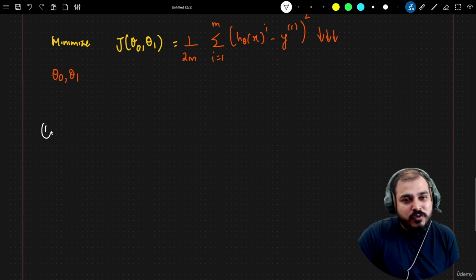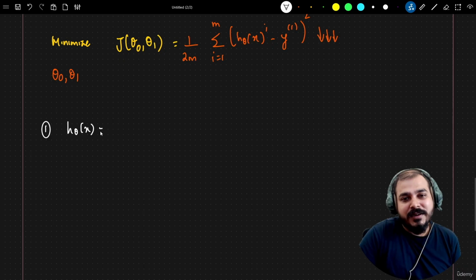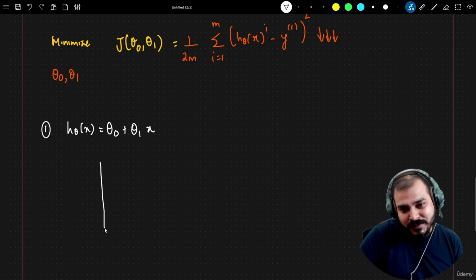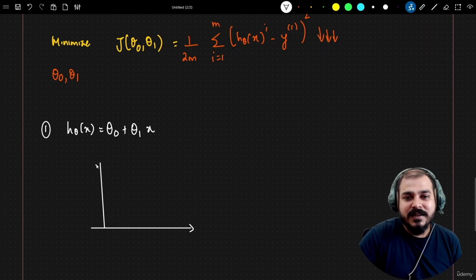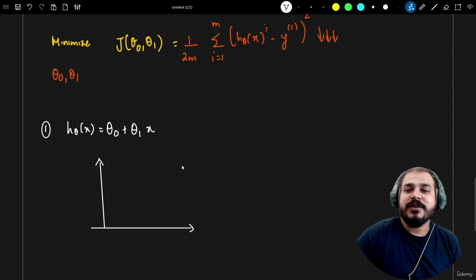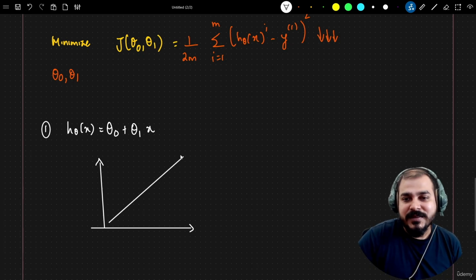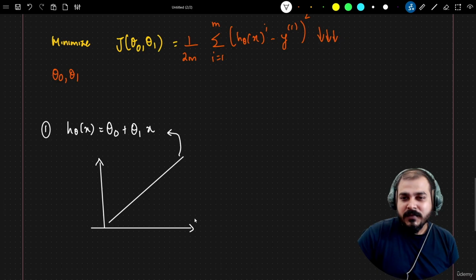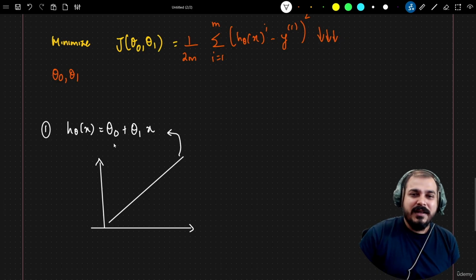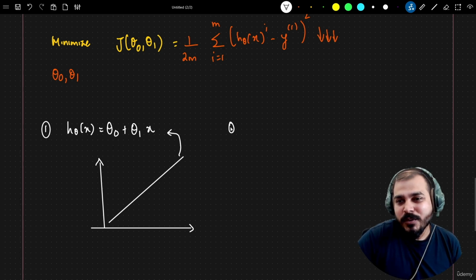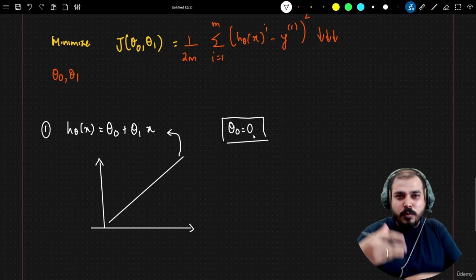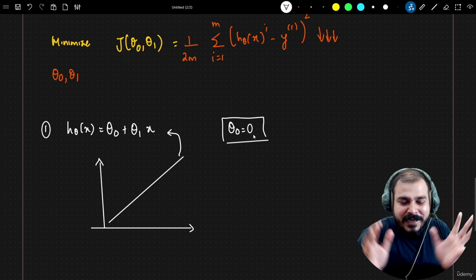I hope everybody knows the equation of a straight line. This is nothing but h theta of x equals theta 0 plus theta 1 into x. So if I consider the best fit line, whatever straight line I'm getting, this line is indicated by this equation. Now one important thing, guys: since there are two variables, theta 0 and theta 1, let's consider that theta 0 is 0. There is a reason I'm saying this, because I really want to show you everything by drawing it in a 2D diagram.